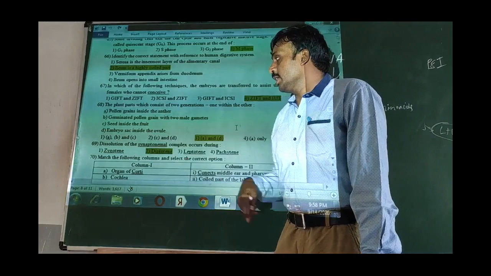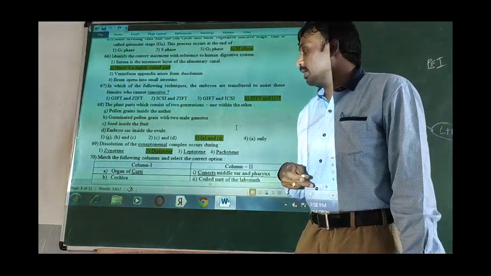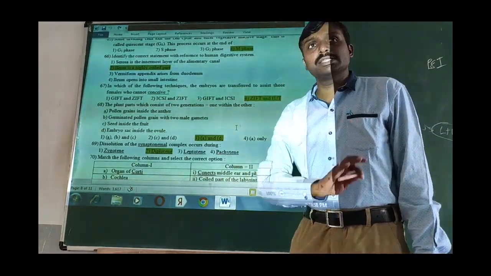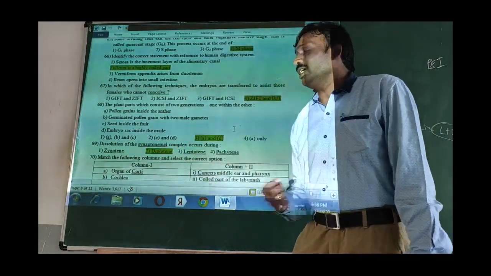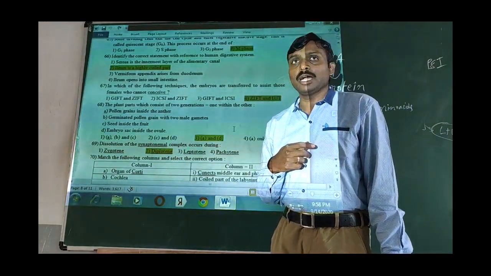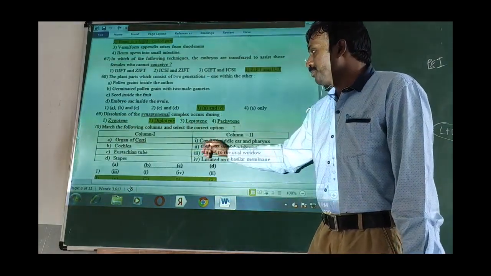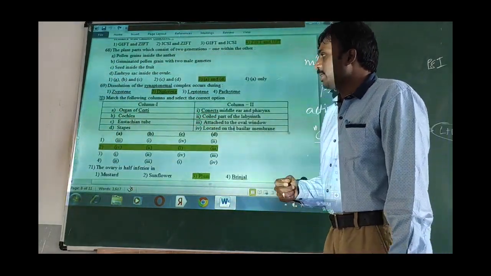Then the 69th question, dissolution of synaptonemal complex. Again, this is from the cell cycle and cell division chapter. So in the diplotene stage, we can observe the dissolution of the synaptonemal complex. Okay.